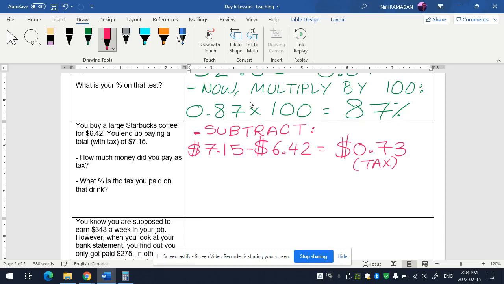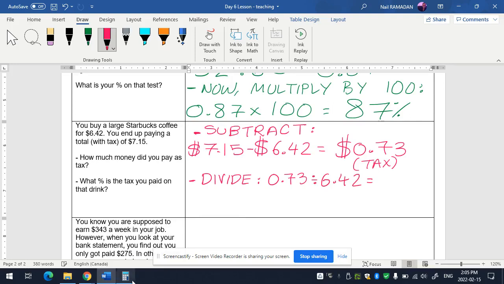The second question is, now we know how much the tax is in money. How much is it as a percent? You go back to the menu price. So as Jalil said, now we divide. And as we all know, divide small by big. Not this big one, this one, because this is the full price. So let's divide 0.73, you don't have to put the dollar sign, divided by 6.42.